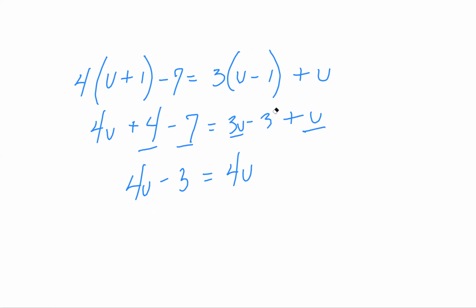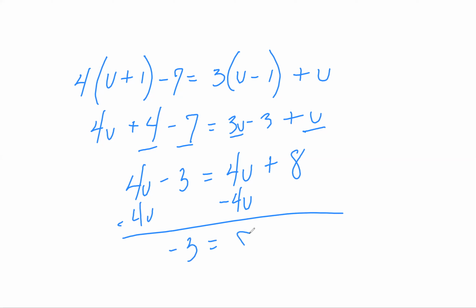Let's say that we work this problem out and instead we got this. Now, if I was to continue solving this by doing the opposite, I'd get negative 3 equals 8, because that's 0 and that's 0. Does negative 3 equal 8? And that's what you have to ask yourself. No. So that means the answer is no solution.